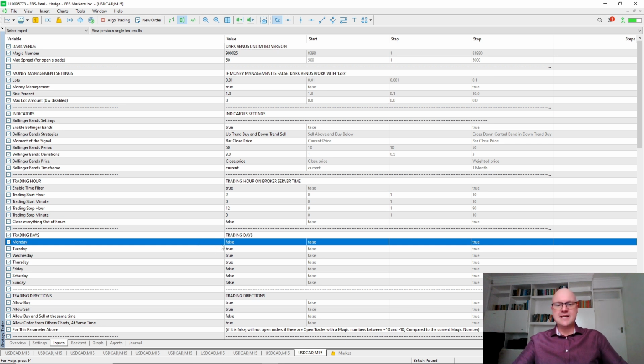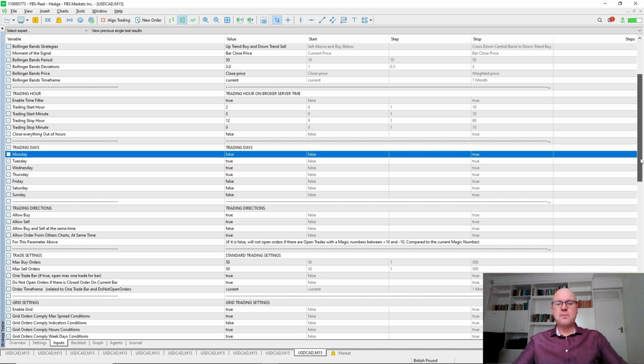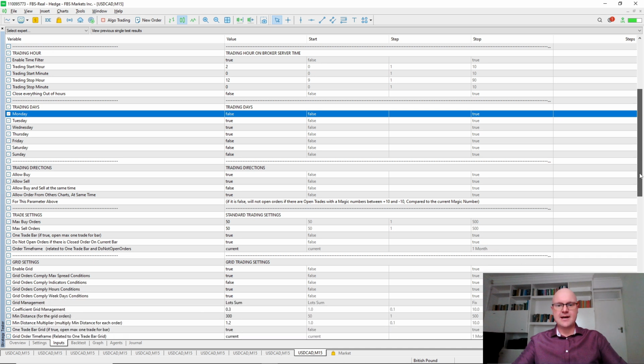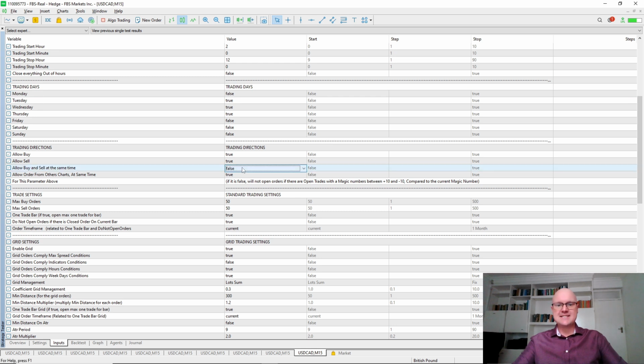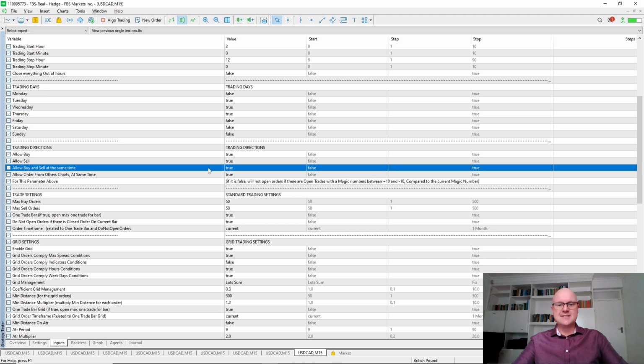Now, by limiting this, I still want a competitive amount of trades to be entered in the market. So I'm going to allow buy and sell at the same time. What this means is that the EA will have both buys and sells at the same time. So if the market moves against a buy, it will open a sell trade. Now, to counter the Martingale risk, an important thing to do is to limit the maximum quantity of buy and sell trades.